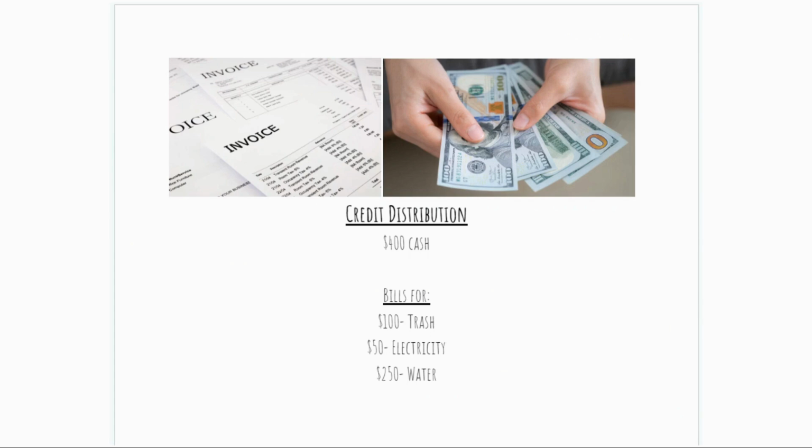A credit distribution is like having an envelope of $400 cash and paper bills. One bill shows you owe $100 for trash, another shows you owe $50 for electricity, and another shows you owe $250 for water. You then use the cash to pay the bills. You divide the cash to cover each of the bills individually. $100 for trash, $50 for electricity, and $250 for water.